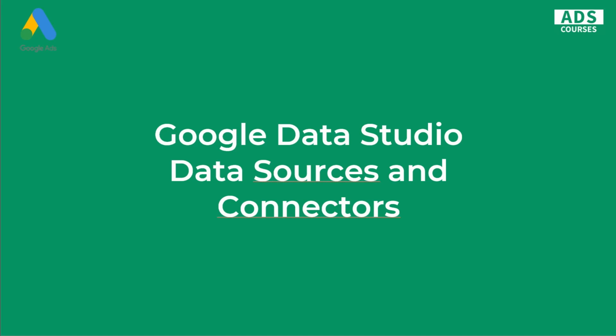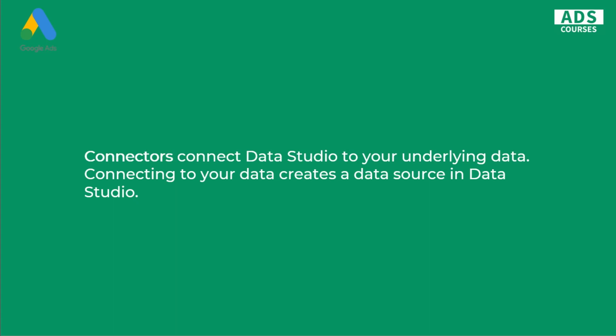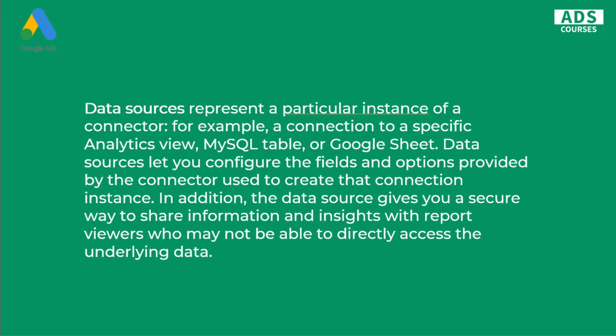So connecting to your data involves two components that work together. The first one is connectors, and they connect Data Studio to your underlying data. Connecting to your data creates a data source in Google Data Studio. And data sources represent a particular instance of a connector. For example, a connection to a specific analytics view, MySQL table, or Google Sheets spreadsheet file, and data sources let you configure the fields and options provided by the connector used to create that connection instance.